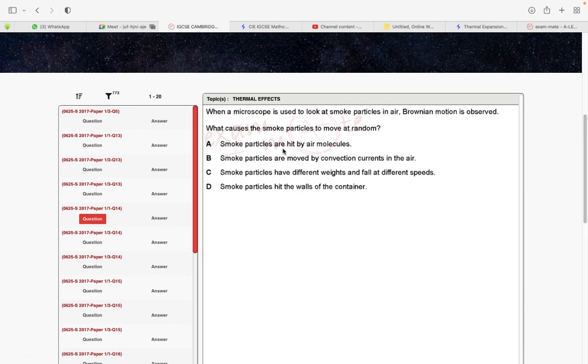I gave you smoke particle hit by air molecule. I was using that to explain to you the Brownian motion. So let's try this question. When a microscope is used to look at smoke particles in air, Brownian motion is observed. What causes the smoke particle to move at random? A. The smoke particles are hit by air molecules. Yeah, correct.